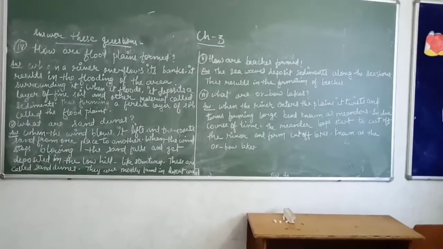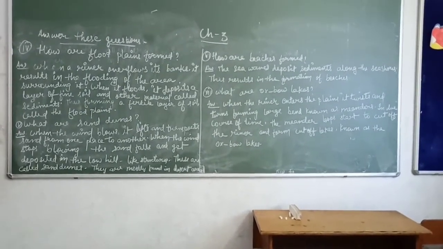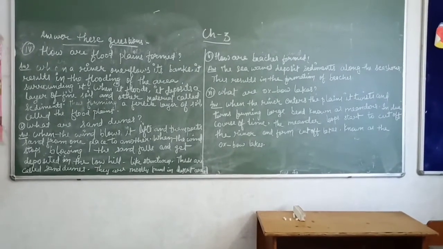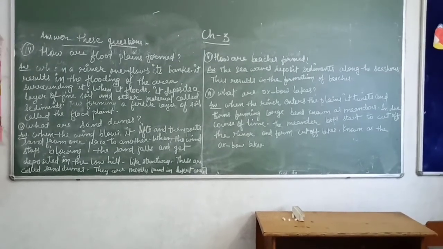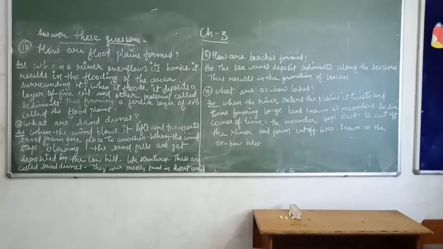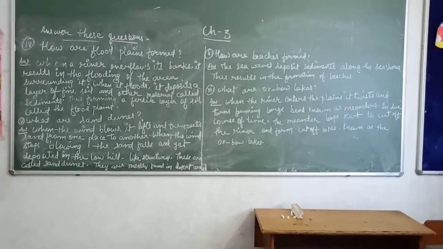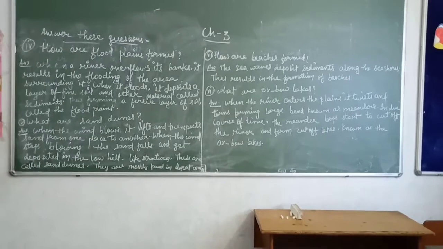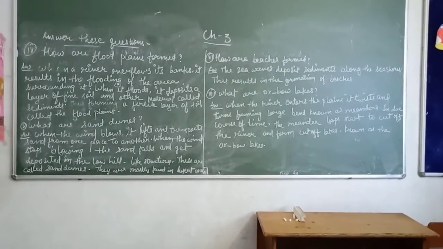How are beaches formed? So the answer is, the sea waves deposit sediments along the seashore, and this results in the formation of beaches. That means when the sediments are collected or deposited along the seashore, this forms the beaches.